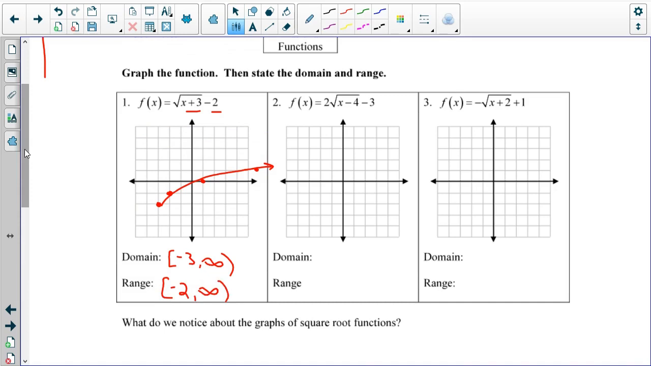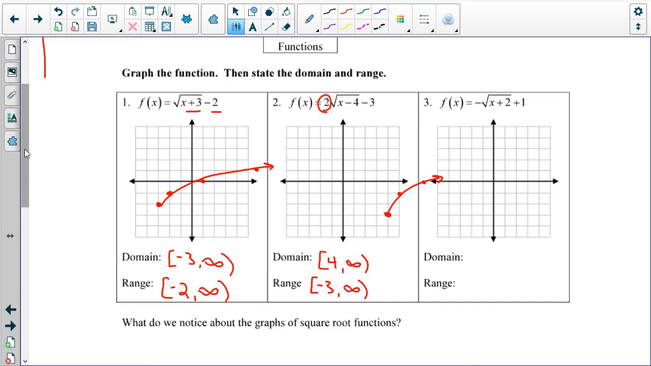In problem 2, I have a right shift of 4 and a down shift of 3. And then I'm multiplying all these values by 2, so I have a vertical stretch of 2. So I go over 1, up 2, over 4, which is way off my screen, over 4, up 4, and my graph looks something like that. My domain is going to be from 4 to infinity, and my range is from -3 to infinity.